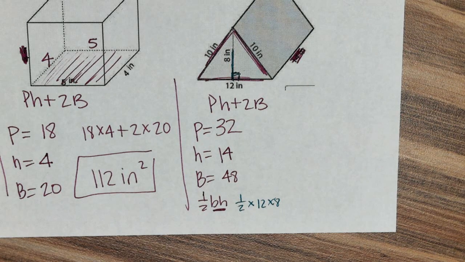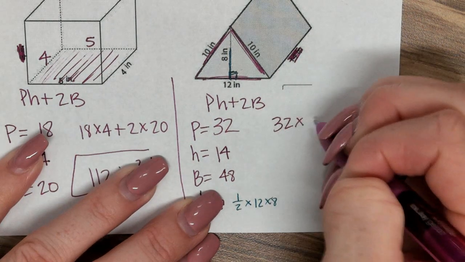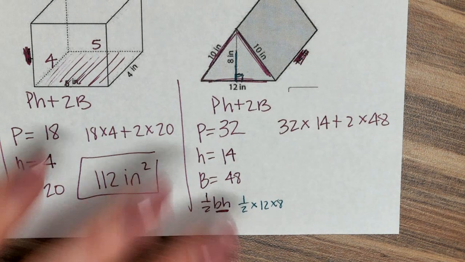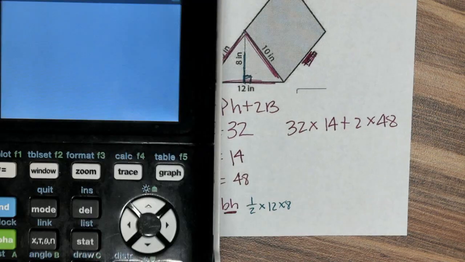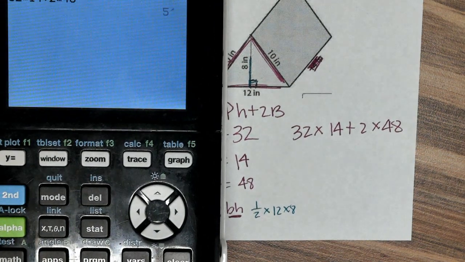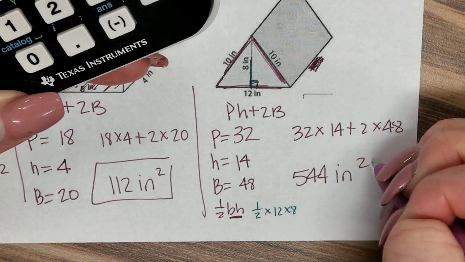Now do I have all my pieces? So I'm going to do P times H plus 2 times B. Which is 544 inches squared.